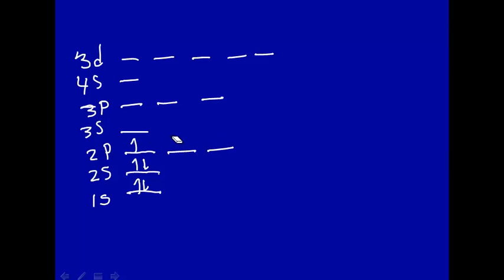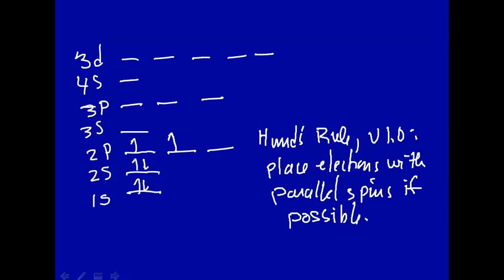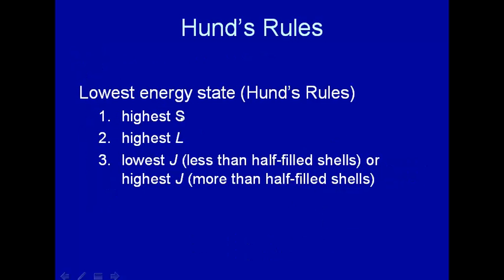Hund's Rule said that you don't pair up electrons unless you have to. You put the electron in another degenerate orbital. These are degenerate. And we also put it so that the spins are parallel. So Hund's Rule, call this version 1.0 from introductory chemistry: place electrons with parallel spins if possible. So that's why we put them up like this. Now we have Hund's Rule version 2.0. Actually the first Hund's Rule, here it is, highest S.